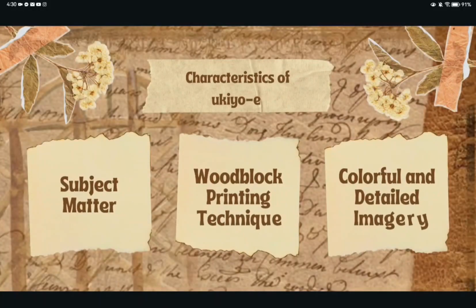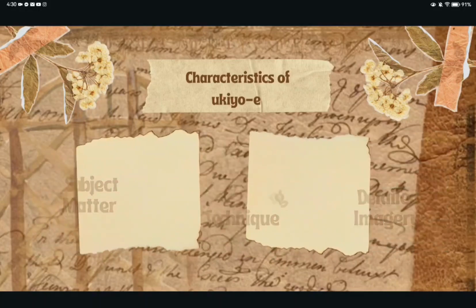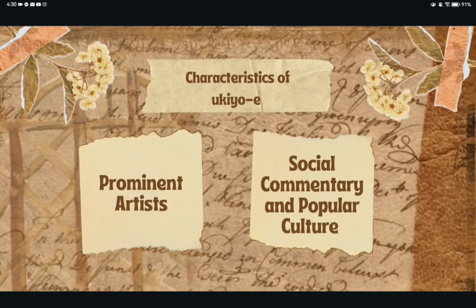Some of the characteristics of ukiyo-e are its subject matter, the woodblock printing technique, having colorful and detailed imagery. Fourth is a prominent artist, and lastly is the social commentary and popular culture.